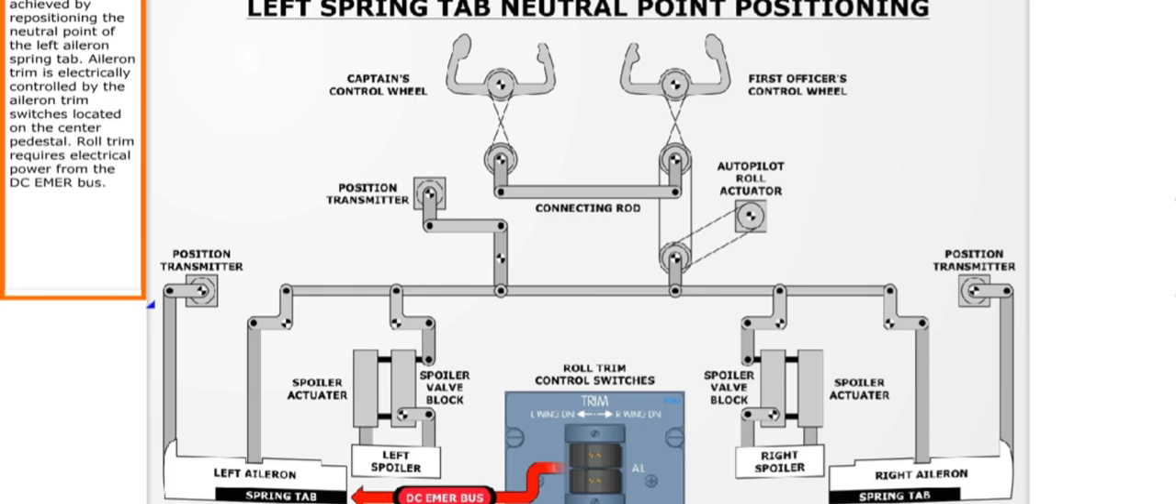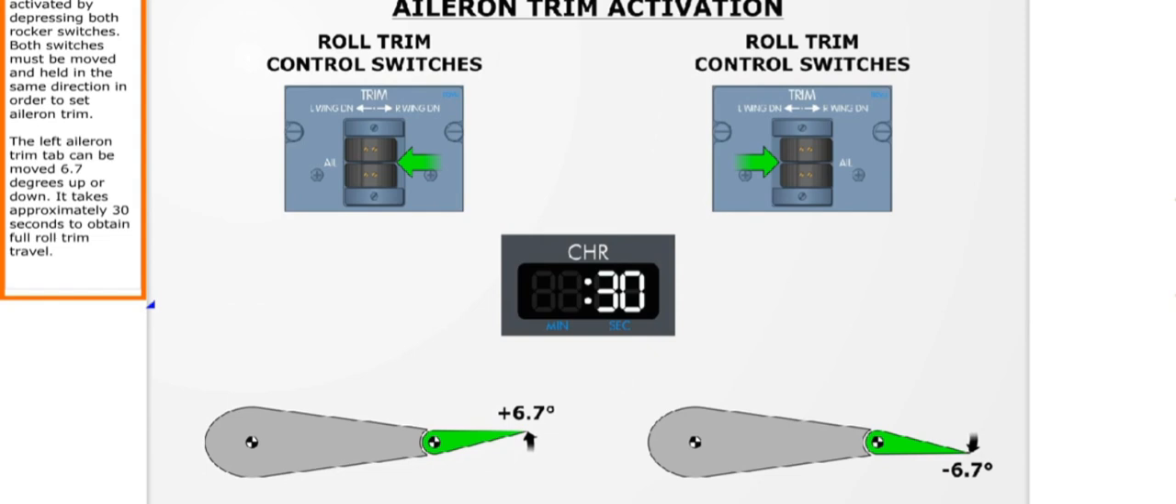Aileron trim is electrically controlled by the aileron trim switches located on the center pedestal. Roll trim requires electrical power from the DC emergency bus. Aileron trim is activated by depressing both rocker switches. Both switches must be moved and held in the same direction in order to set aileron trim. The left aileron trim tab can be moved 6.7 degrees up or down. It takes approximately 30 seconds to obtain full roll trim travel.